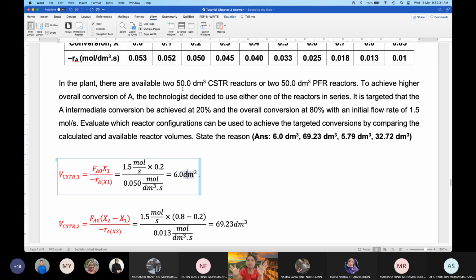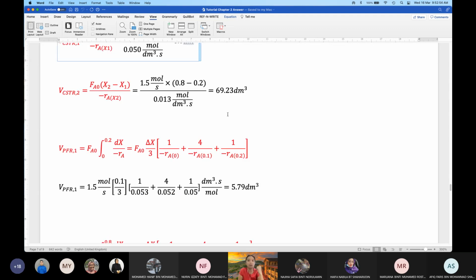Okay, so first part, CSTR, we can conclude the configuration cannot be used because the second reactor's calculated volume is bigger than the available volume. Okay, so CSTR we cannot use. So we go to the next example. Okay, we go to the next one, PFR. CSTR we're done, we've made the conclusion. We go to PFR, we check. Can the PFR be used or not?